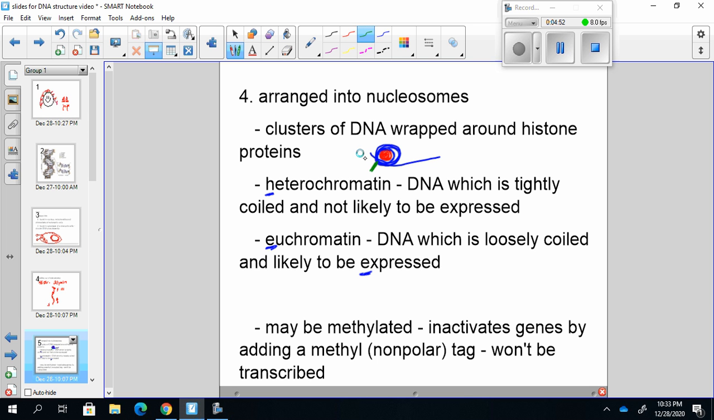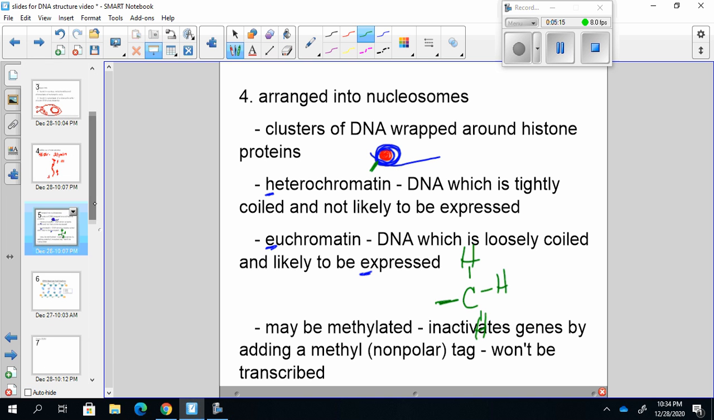A methyl tag is a CH3. So here's the tag attaching to the DNA. And if it has these 3 H's around it, it's very nonpolar, which means it's going to hide that section of DNA so it won't get transcribed. And so you might think right off the bat, like, oh my gosh, why would we methylate a gene? And it's so that we don't express it in that area.